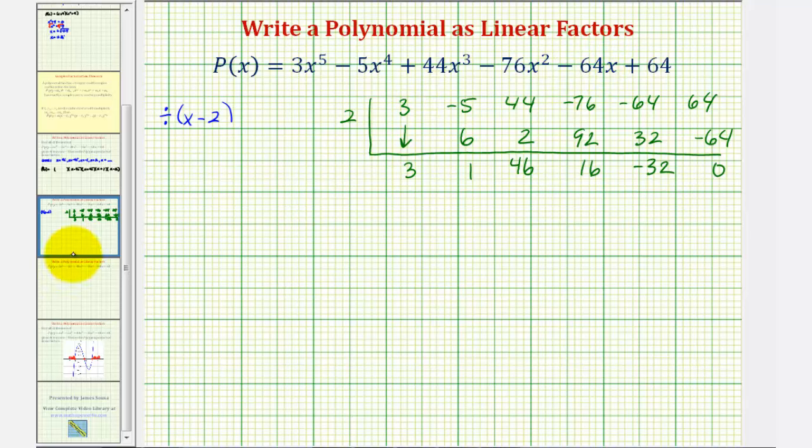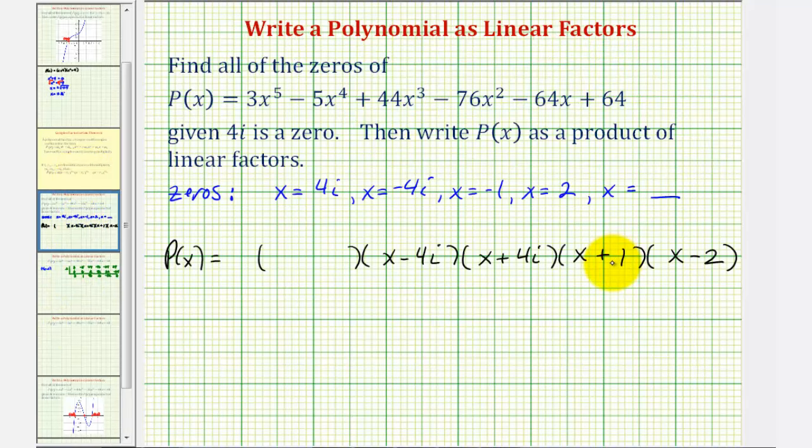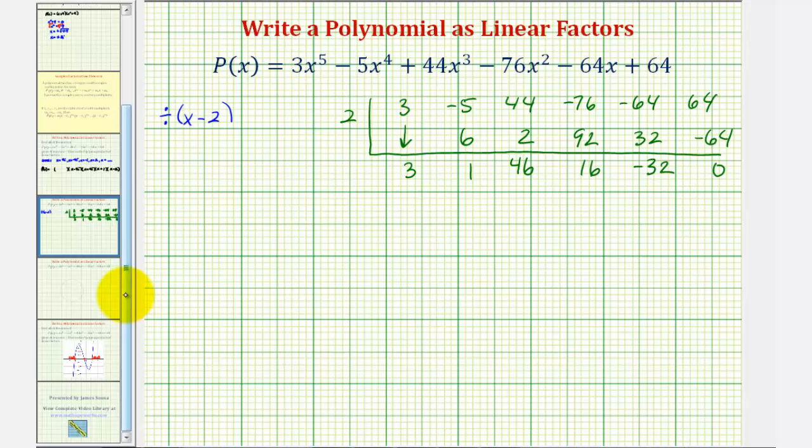And now we're going to divide by the next factor, x plus 1. So if we want to divide by x plus 1, we'll actually use negative 1 to perform synthetic division. And we'll use these values here, ignoring the remainder. Bring down the 3 and start multiplying by negative 1 this time.